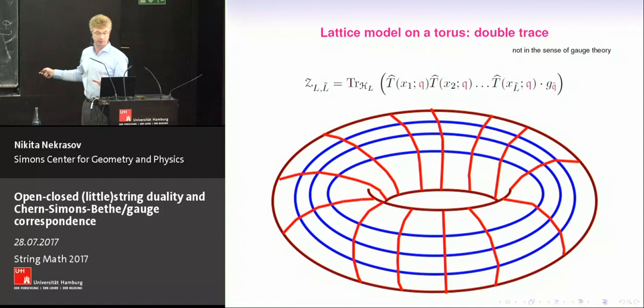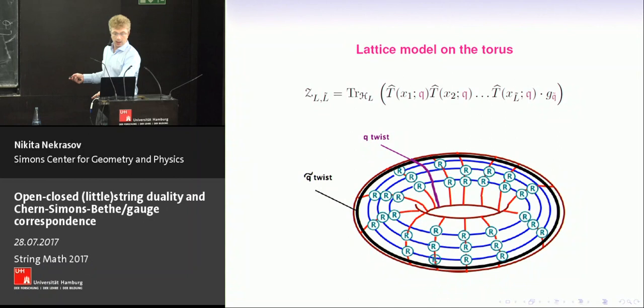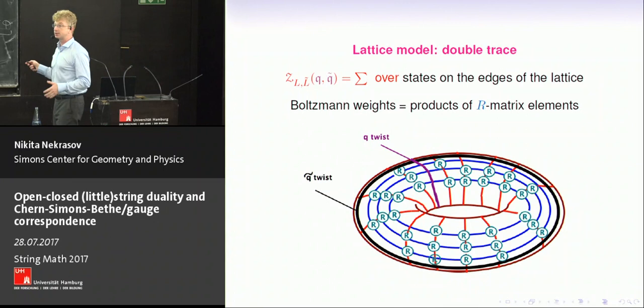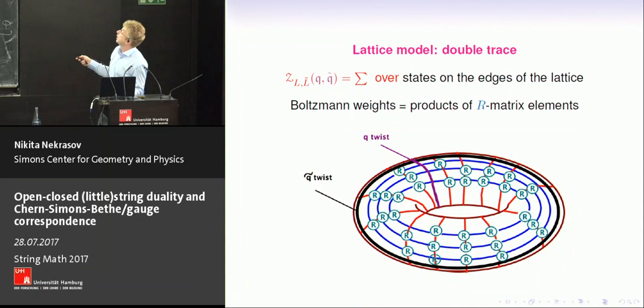In that sense, not in the sense of gauge theory, where by double trace operators we normally understand operators which are products of single traces. And so, as I said, you have two types of twists, so this lattice model will depend on two sets of twist parameters. Instead of a quantum system, you can think about a classical statistical mechanical system, where your fluctuating variables are the values of spins attached to the lattice sites, and the Boltzmann weights will be the products of the matrix elements of our matrices attached to the vertices, the crossings of the lattice.